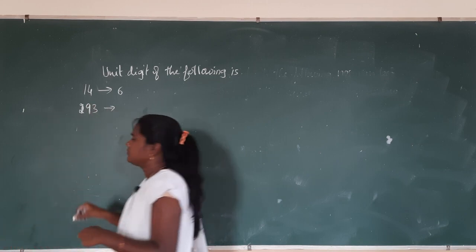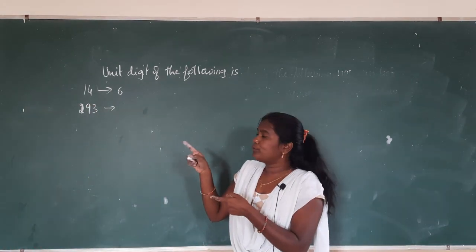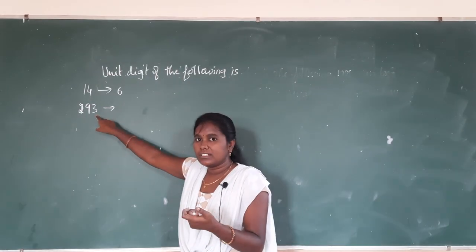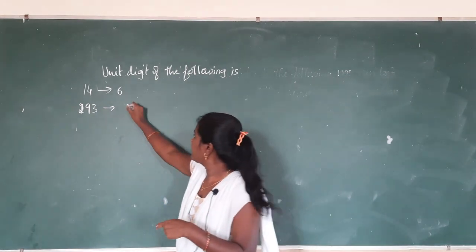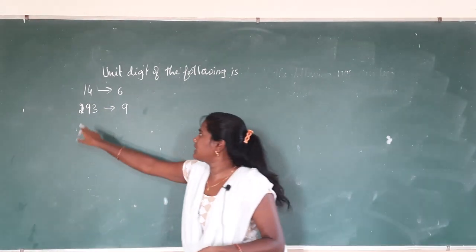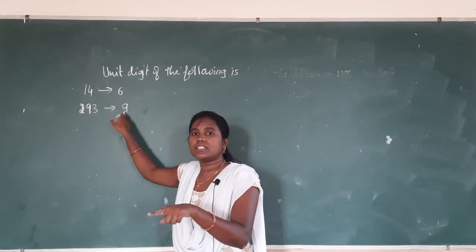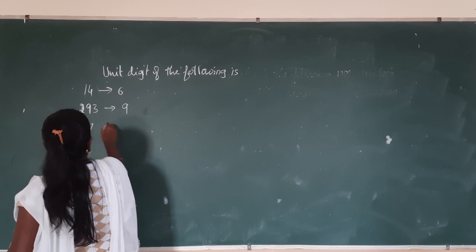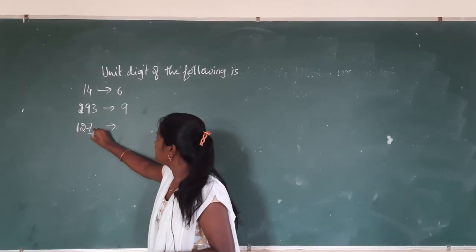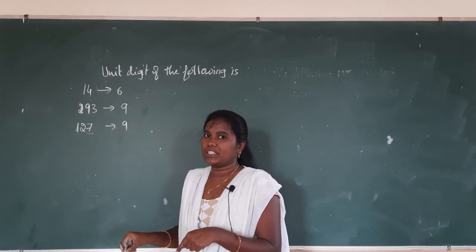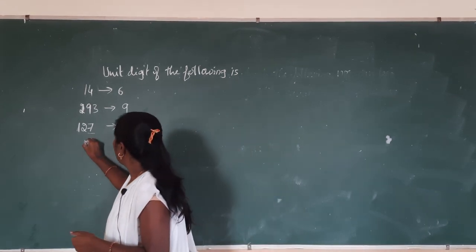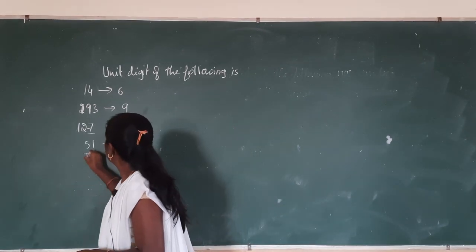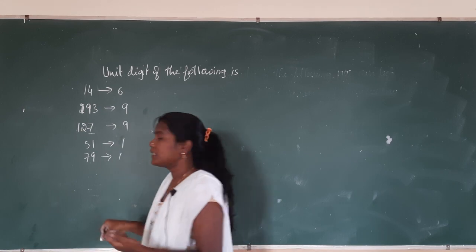If 293 is there, still I don't know what the square of 293 is, but I can say that the square of this number ends with 9. Yes, because it is ending with 3, its square ends with 9. Then, if it is 127, it is ending with 7, therefore its square ends with 9. If it is 51, its square ends with 1. If it is 79, it ends with 1.